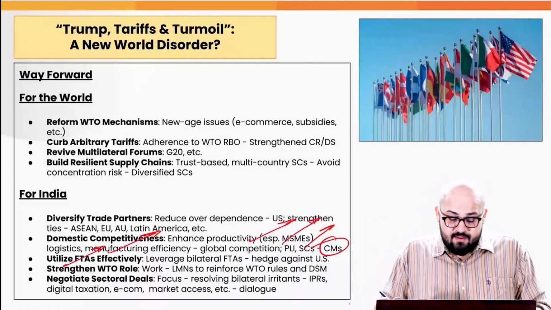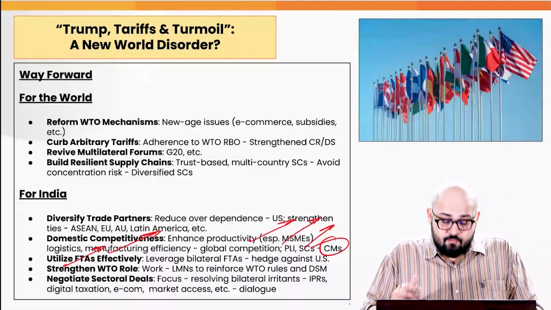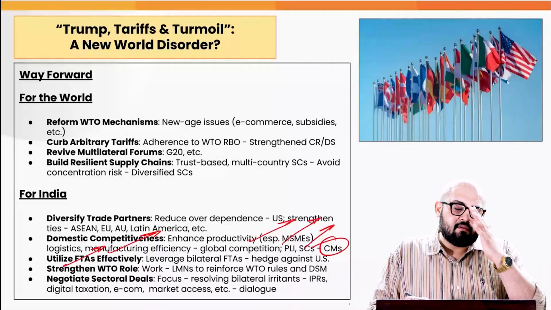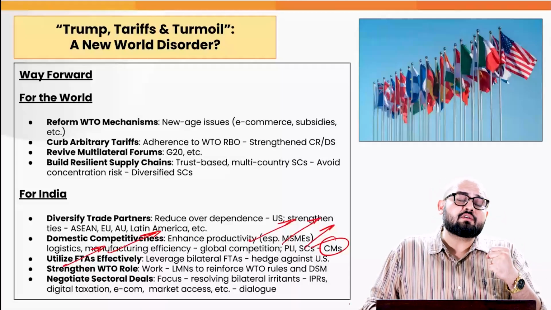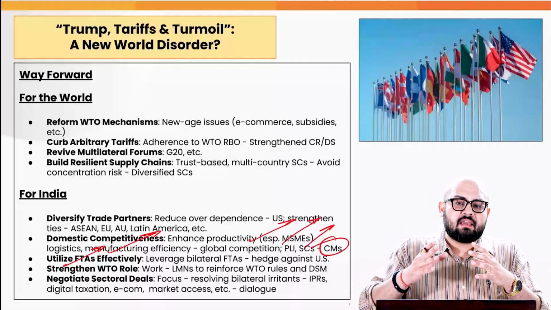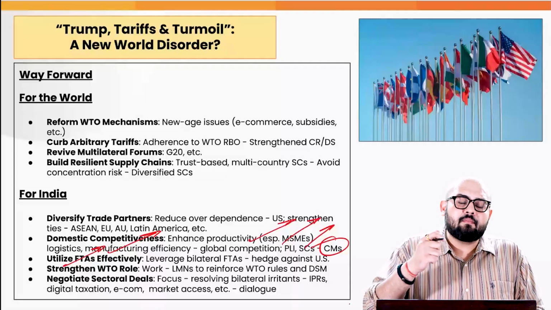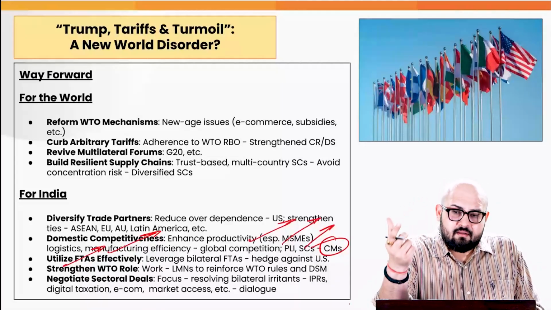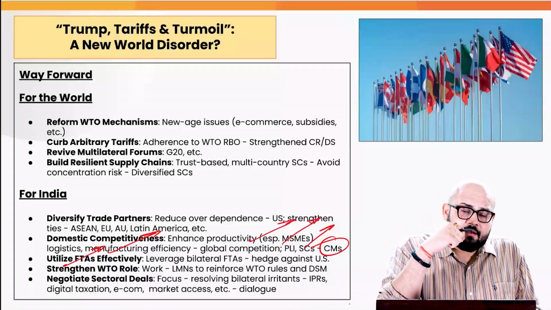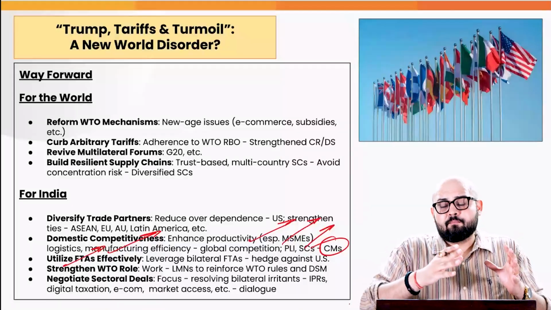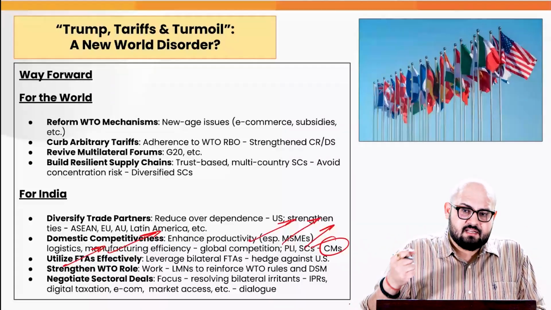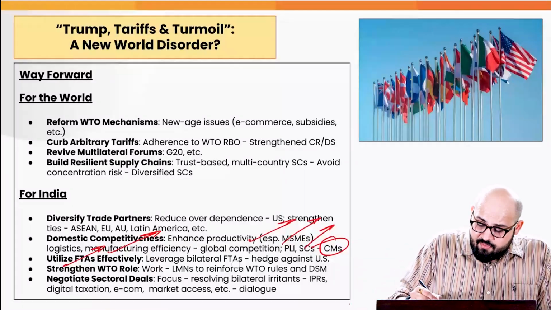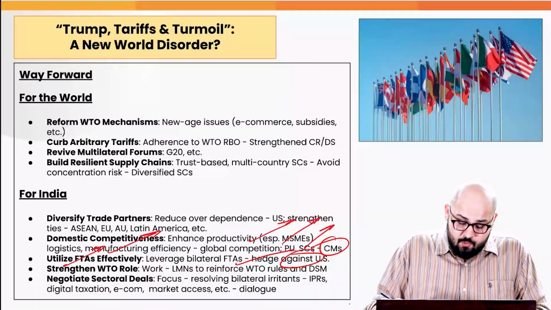Utilize the free trade agreements effectively. So what we are trying to say is we already have different FTAs with different countries. We need to utilize that. Also, we need to come up with new FTAs. For example, let's say India can basically come up with an FTA with UK, or for example, European Union, or for example, convert the ECTA partnership with Australia into a more robust framework, right? So that should be done. And this would provide a hedging against the US.